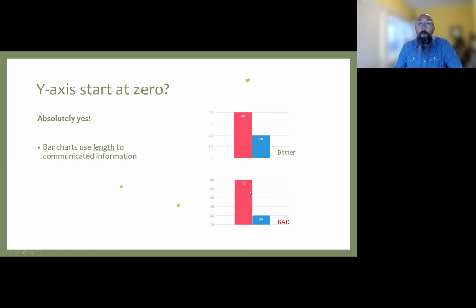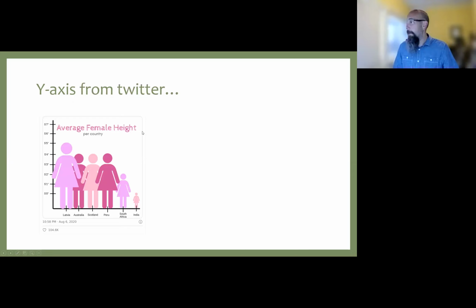Remember, the way a bar chart works is that length encodes information. When you cut out the length, it's not encoding the right information. So a bar chart needs to start at 0. Somebody might say, should a y-axis always start at 0? And maybe we would say, absolutely yes. Bar charts use length to communicate information. So yes, they should.